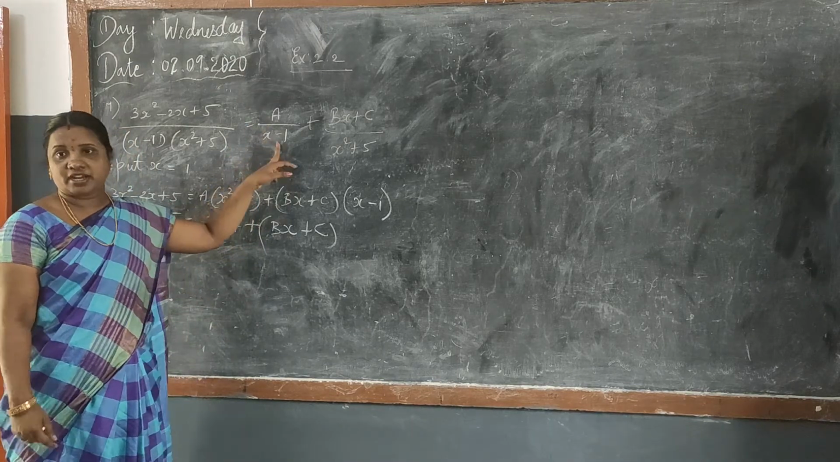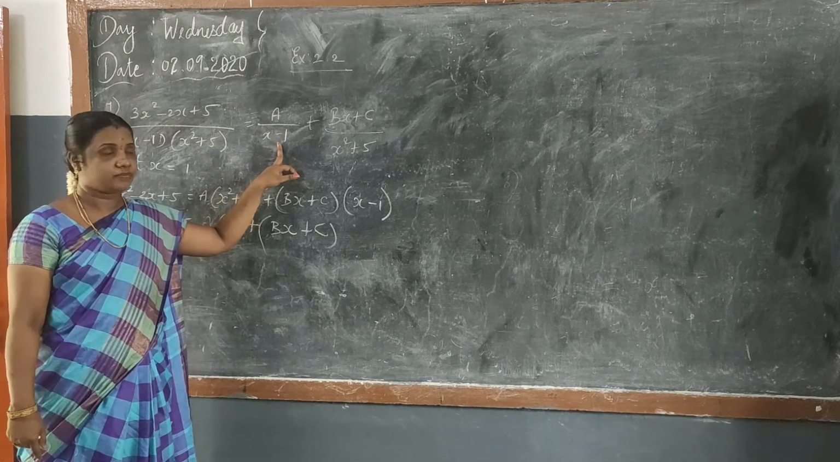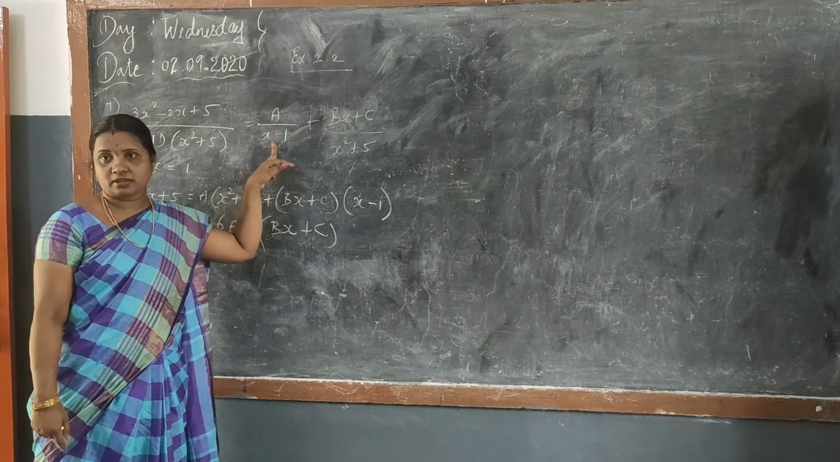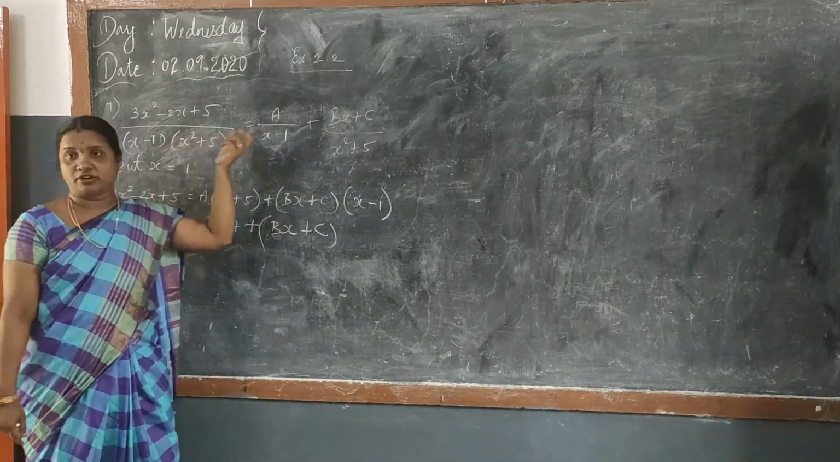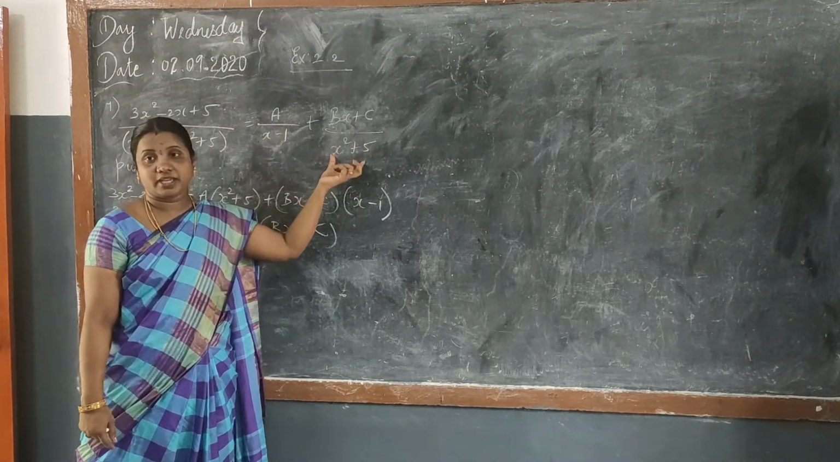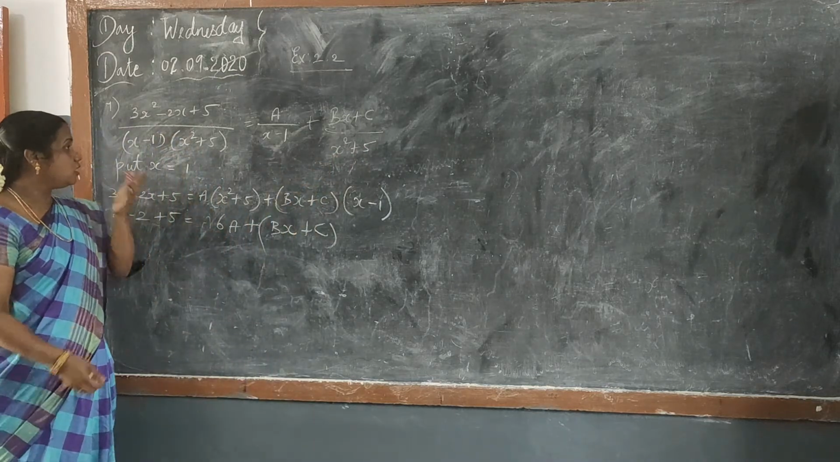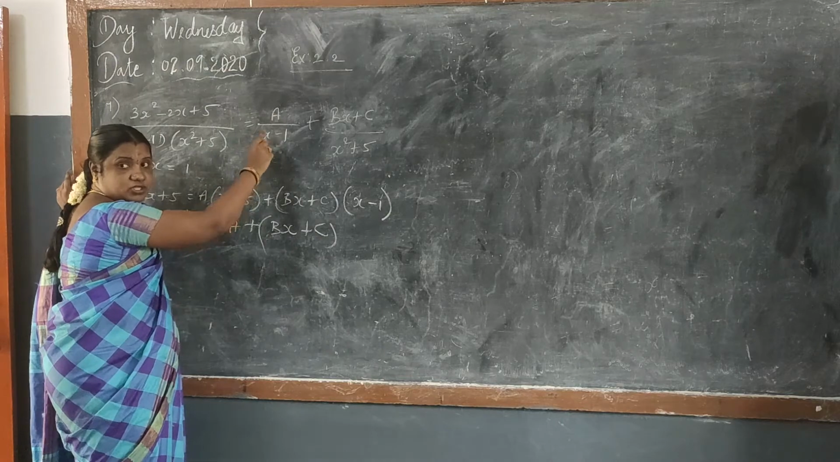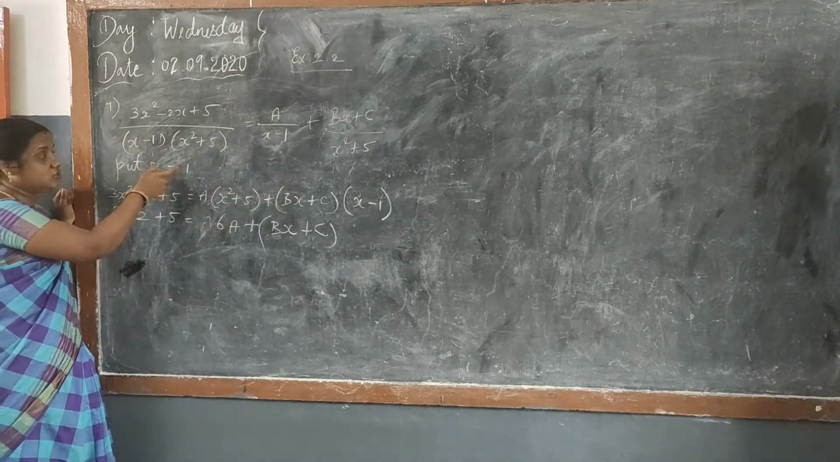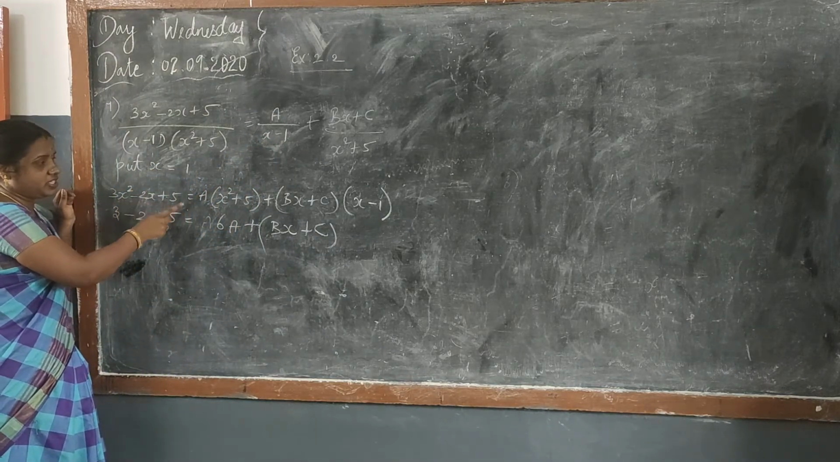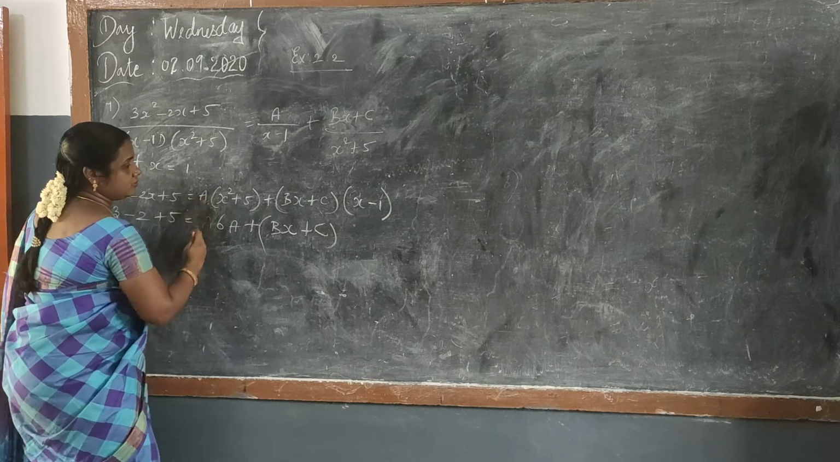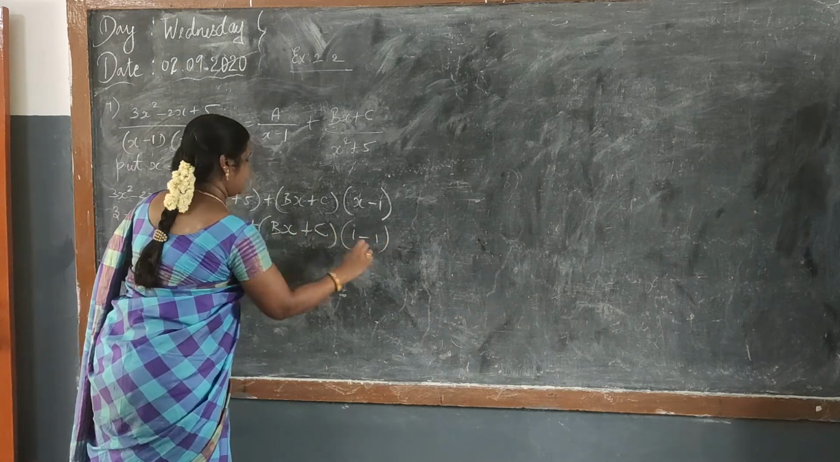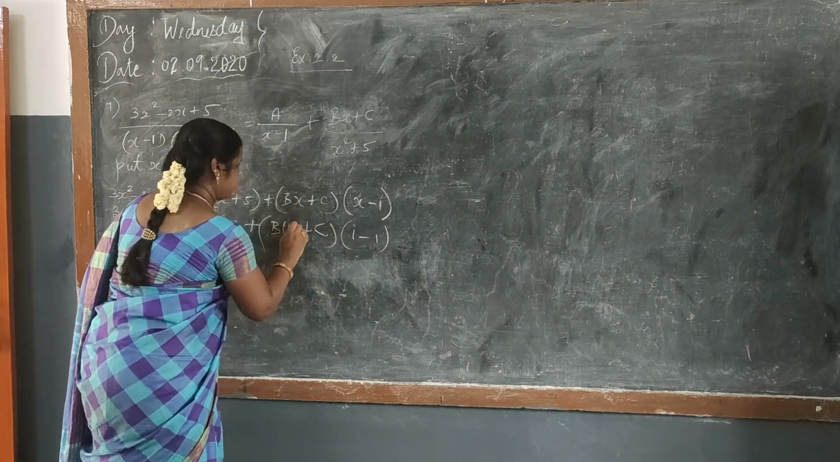Use partial fractions. What will come? A by x minus 1, plus, in the place of x square, you have to write bx plus c divided by x square plus 5. Now put x is equal to 1 here. If you put 1 here, this term will become 0. So in the place of x, write 1 here.